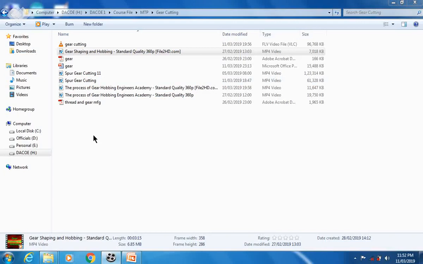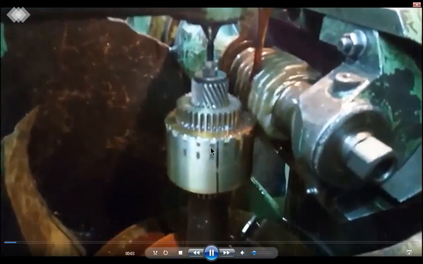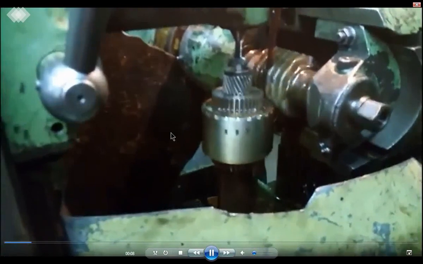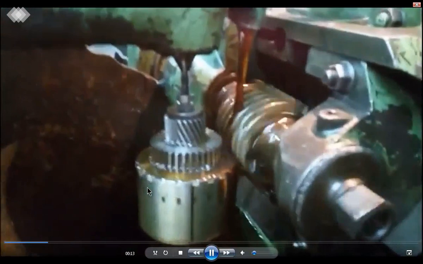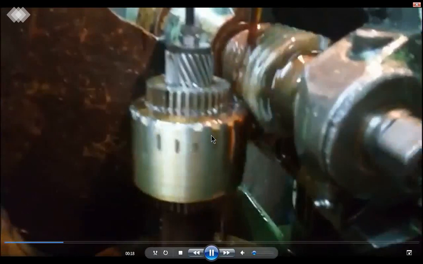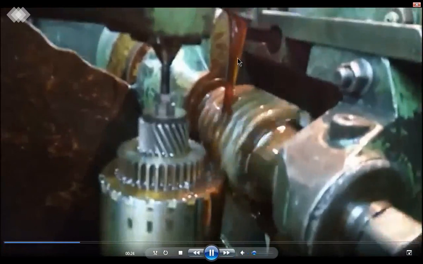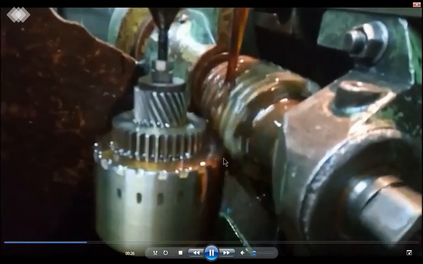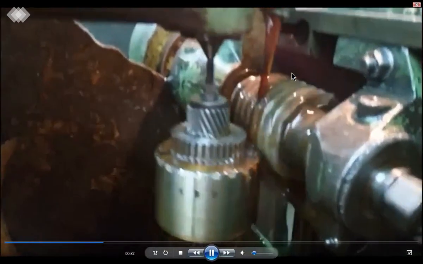Let's see the gear hobbing process in actual. So this is nothing but the gear hobbing machine. This is the hob having multiple cutters. It is engaged with this gear blank. So we will see the cutting of the gears on this gear blank. The supply of lubricant is continuous to reduce the heat generation during cutting and the wear of the teeth of the gear blank and the cutter also.